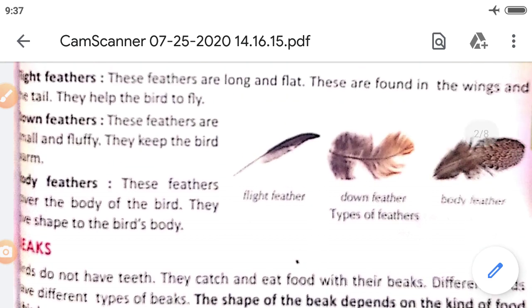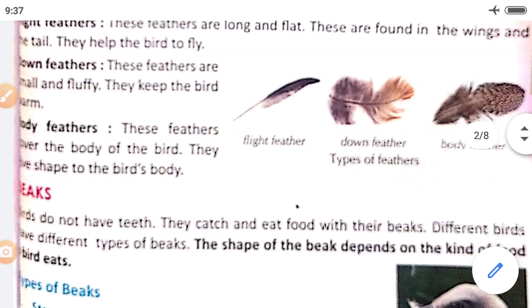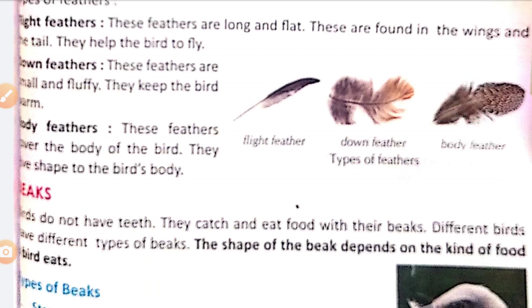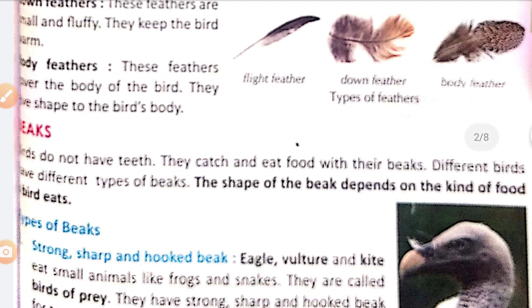And down feathers, these feathers are small and fluffy. स्मॉल होते हैं, फ्लफी होते हैं, बहुत सॉफ्ट होते हैं, छोटे होते हैं. दे कीप द बर्ड वार्म. बर्ड की बॉडी वार्म रखने में वो हेल्प करते.